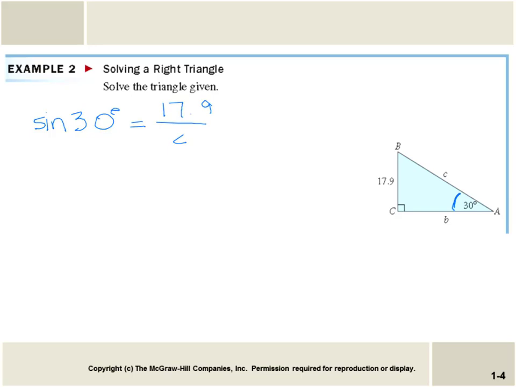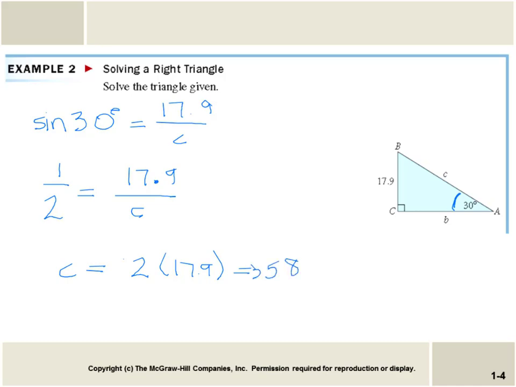Good. So we know that sine of 30 degrees is 1/2, so I have 1/2 is equal to 17.9 over C. And then I solve for C. C is equal to 2 times 17.9, which is 35.8. Okay, thanks. So there's what C equals, and now I have C. How would I find B? Don't let anybody answer. I'm going to call on people.